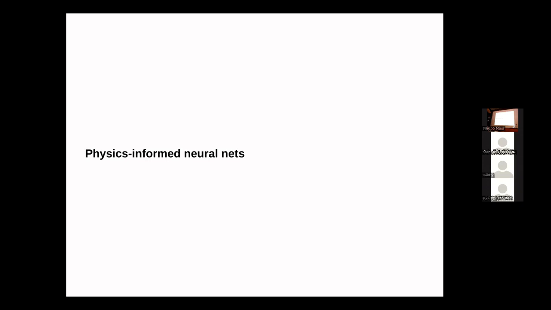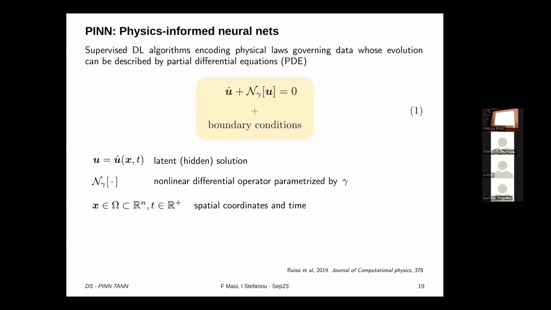These are the physics-informed neural networks, the classical implementation, at least. Physics-informed neural networks are nothing else than supervised deep learning machine learning algorithms, but they put in physical laws that are governing data, and the evolution of this data can be prescribed by a partial differential equation, that you can extend, in principle, to a huge class of other physical laws, stochastic differential equations, and all the rest.